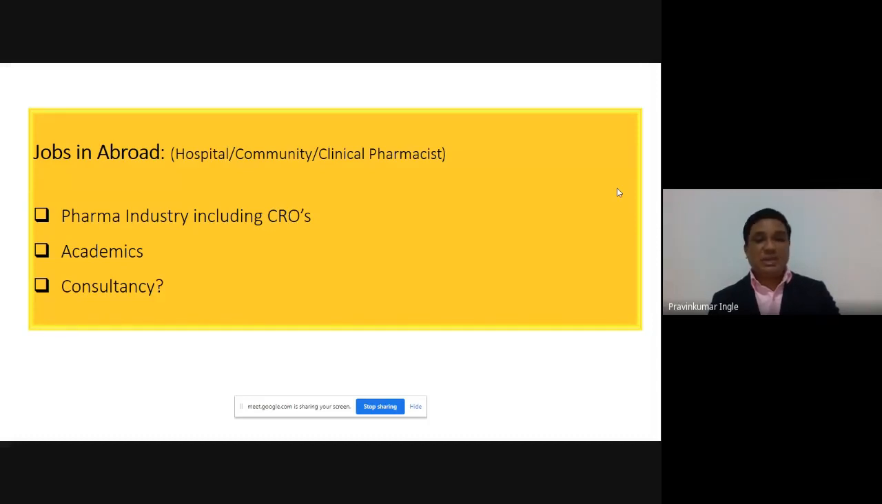Many people are wondering whether consultancy will help or not. Sometimes some consultants are good, but don't rely 100% on them. If you don't know the process exactly, my opinion is don't believe everyone accordingly. There might be many things going on, so think accordingly, and then you can apply for jobs abroad.